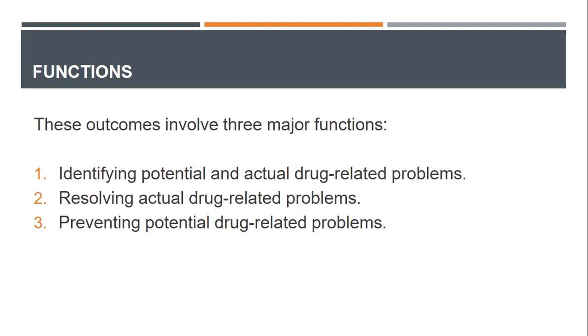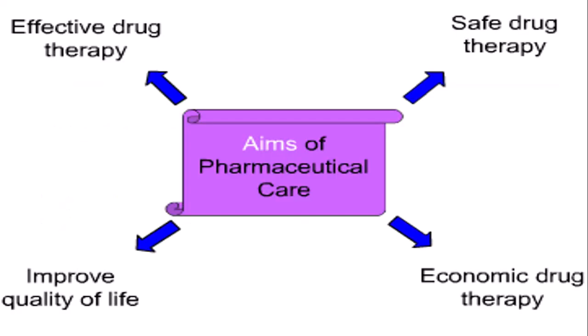So what are the functions? The outcomes involve three major functions. That is identifying the potential and the actual drug related problems before you administer the drug, so that you are prepared for whatever comes up, like the outcomes of whatever you have administered. You have to be accountable and you have to explain in case it is a bad outcome. So resolving actual drug related problems, it enables you to resolve drug related problems, and then preventing potential drug related problems also takes place.